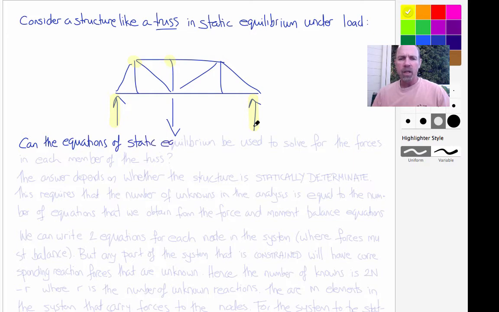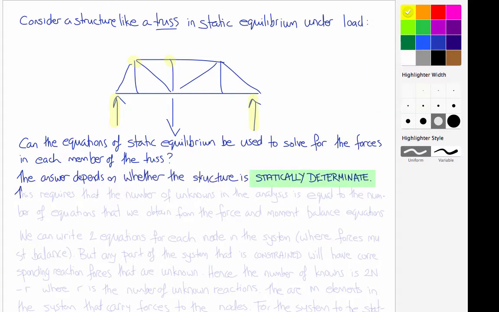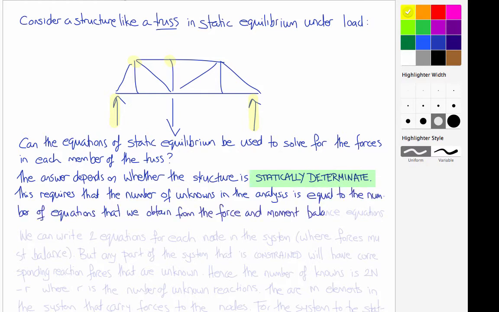So the question here is, can the equations of static equilibrium be used to solve for the forces in this structure, specifically in each individual branch or member of this truss? The answer to this question depends on whether the structure in question is what's known as statically determinate. This requires, in general, that the number of unknowns in the analysis is equal to the number of knowns, which will be the number of equations that we can obtain from the force and moment balance laws.